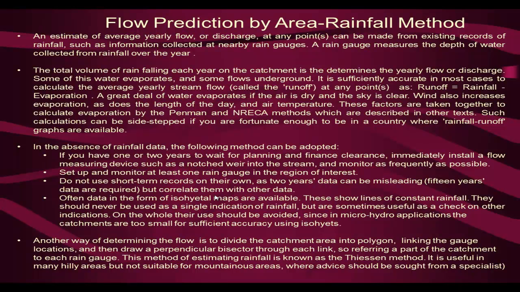The total volume of rainfall each year on the catchment determines the yearly flow or discharge. Some of this rainfall evaporates and some flows underground. It is sufficiently accurate to calculate the average yearly flow, sometimes called the runoff, at any point, as runoff equals rainfall minus evaporation. In the absence of rainfall data, the following technique can also be adopted.